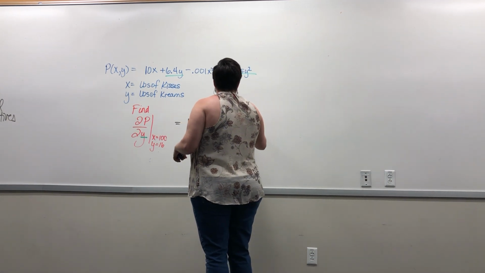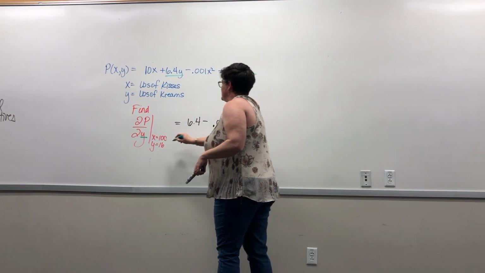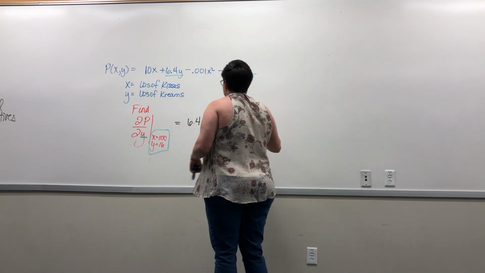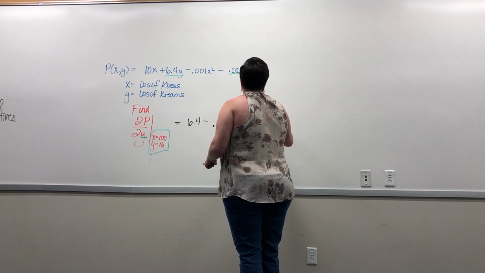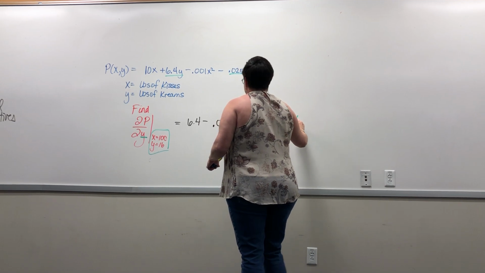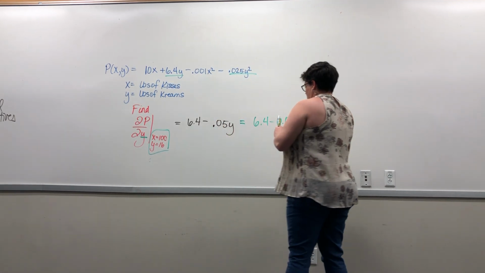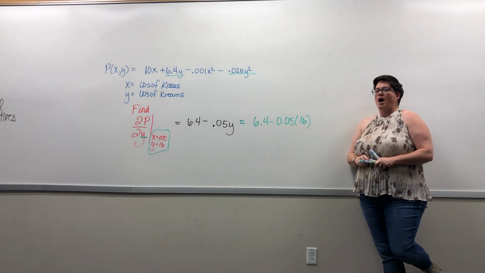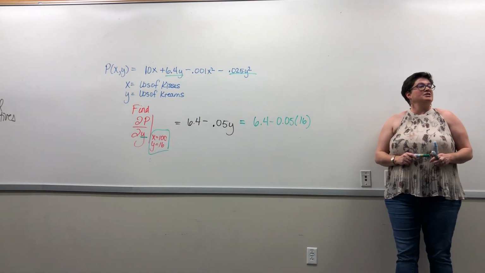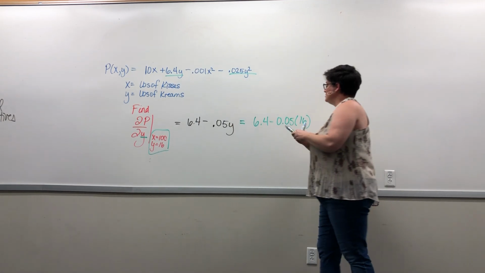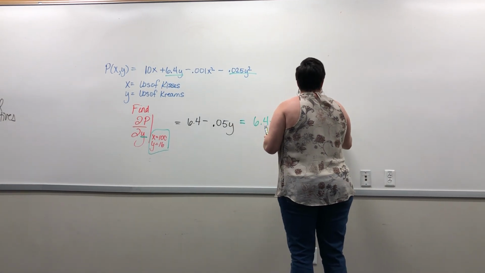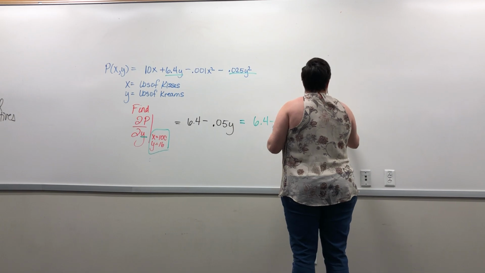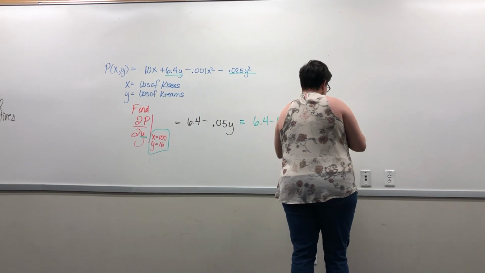So now we just plug and chug. I'm gonna take these numbers and plug them in. So equals 6.4 minus 0.05 times 16. I don't even know what that is. How much? 5.6 total? This equals 5.6 or $5.60.